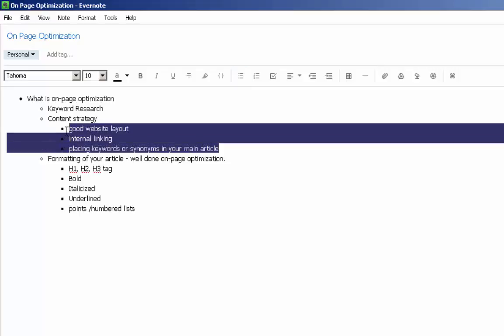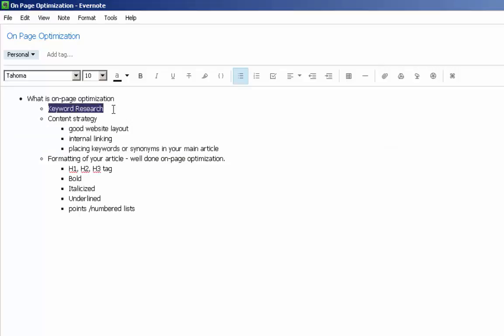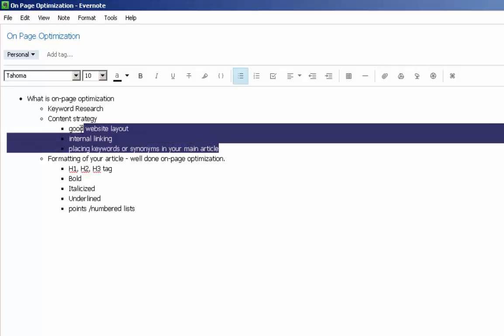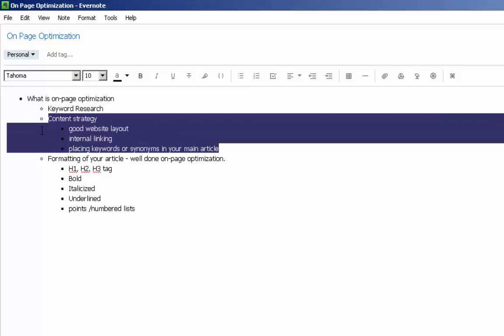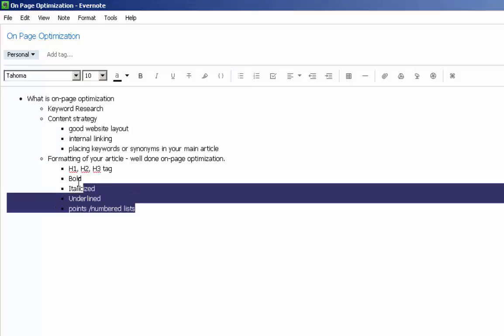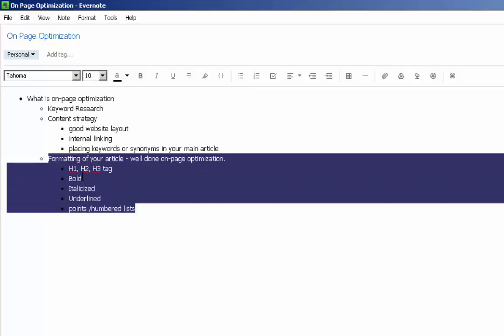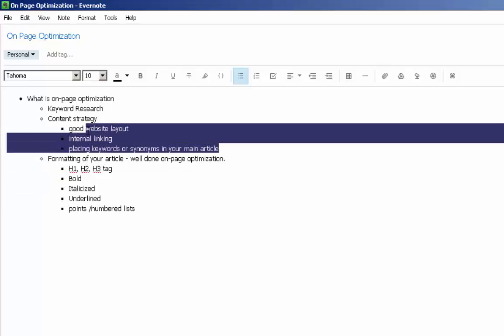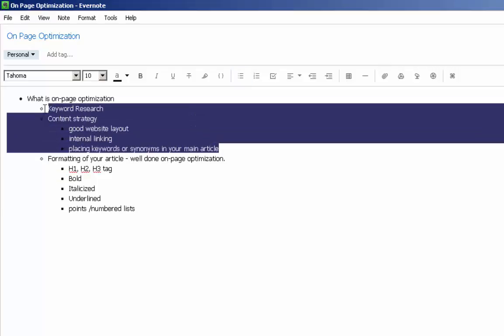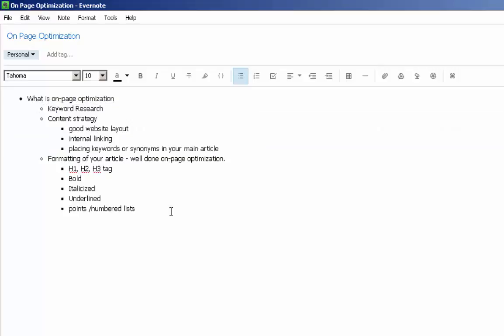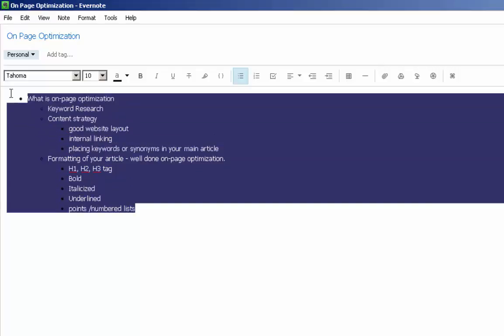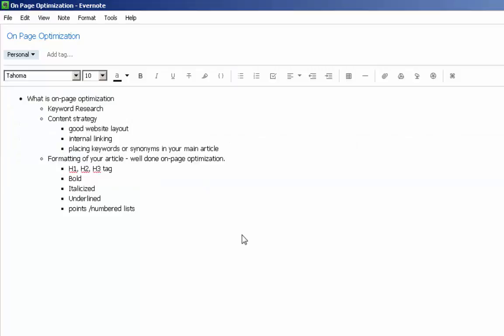Here, this is strategies. Doing good keyword research is a good strategy. Having a good website layout and internal linking is a good strategy. These are all going to boost your on-page article optimization. So basically this is your core information, and you're going to use these parts to boost your core content to the first page of Google. This is the most important part of on-page optimization. You need to have this so that your page or your article ranks really high on Google.